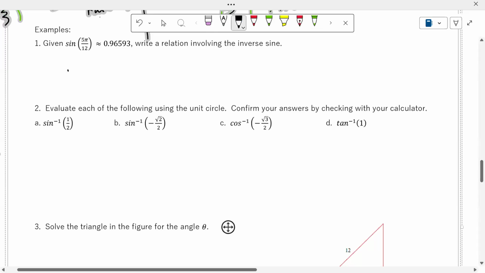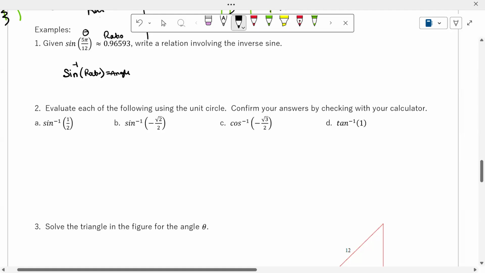Now remember, inverses map back, so inverse sine inputs a ratio and outputs an angle, where regular sine inputs an angle and outputs a ratio. I'll make this theta so it's the same. So if I'm going to write a relationship here with inverse sine, I would say the inverse sine of the ratio 0.96593 is equal to the angle 5/12 pi.